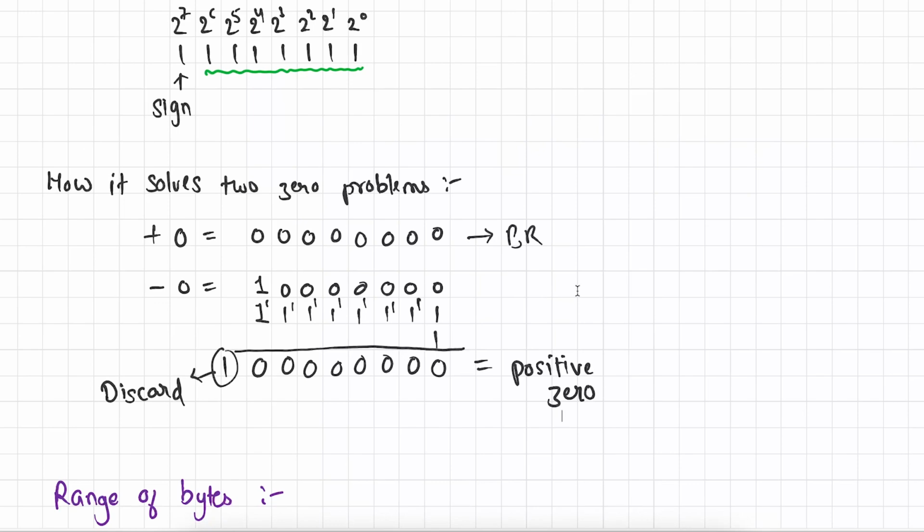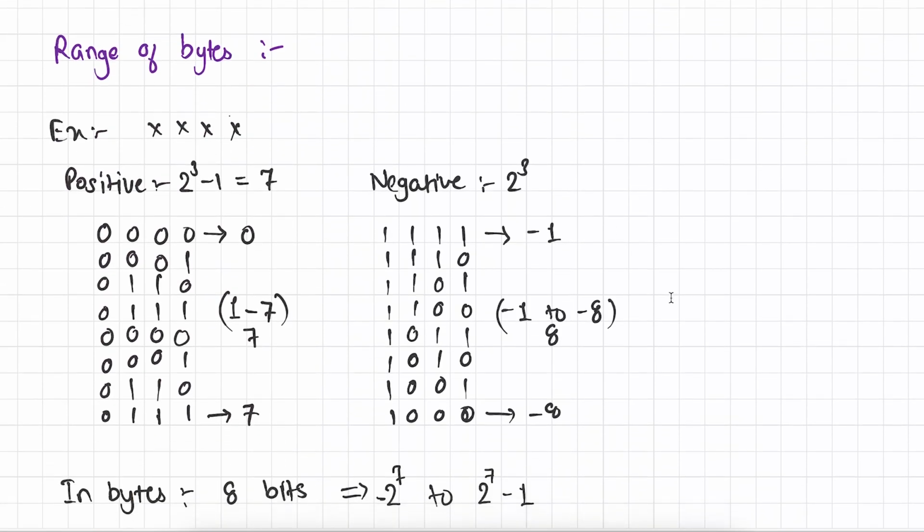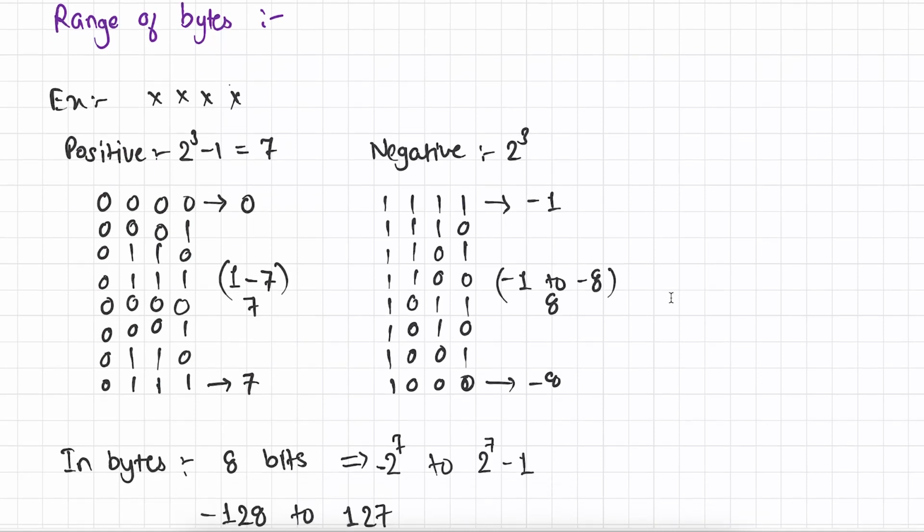Okay, great. I hope you got it. Now talking about the range of bytes, it means how many numbers we are actually going to store in a byte, including positive and negative numbers. So let's first understand with 4-bit integers. Let's say we have 4-bit integers, and here 1 bit is always reserved for representing the sign of the number, the sign bit.